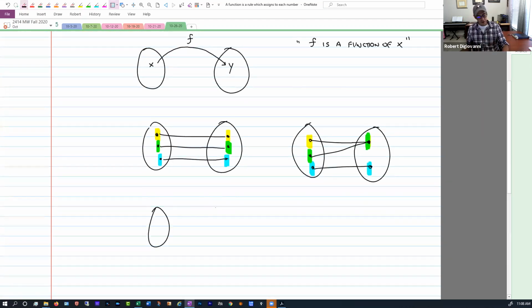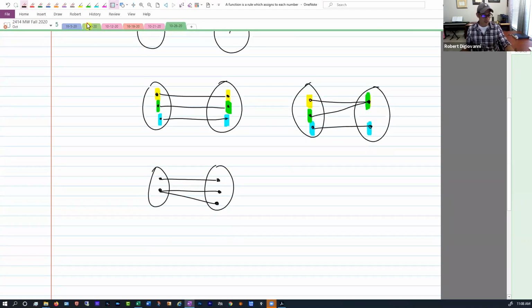The place you get into trouble is when you do something like this. Let's say that goes there, that goes there, and that goes there. See, now this is not a function, because this input here went to two different outputs, and that violates being a function, right? So here, if these are x's, then going from here to here, this is not a function of x, because it violates that every input goes to exactly one place.